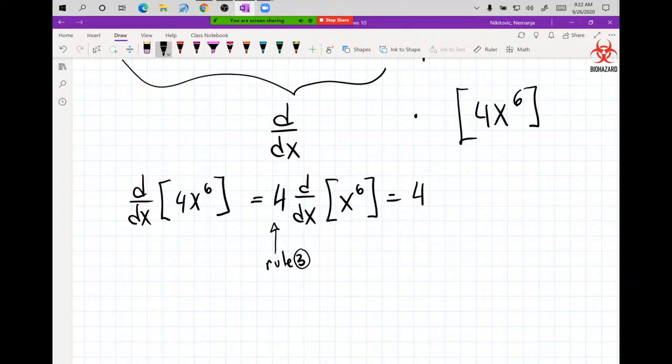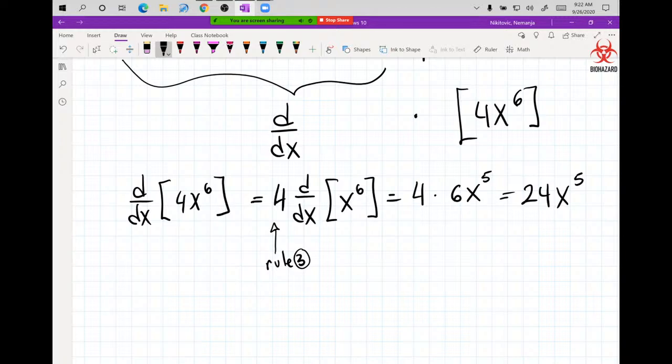So what I do now is I take the derivative of this one, which is 6x to the 5. We said you drop the n power, right? And you subtract 1, so 6 minus 1 is 5. And then the total is 24x to the 5.